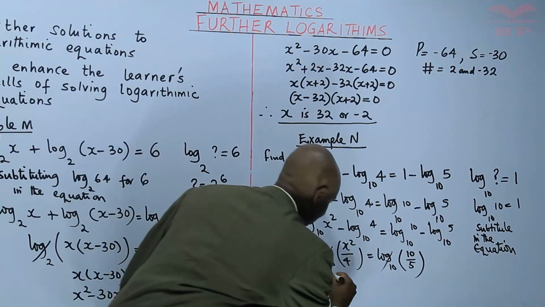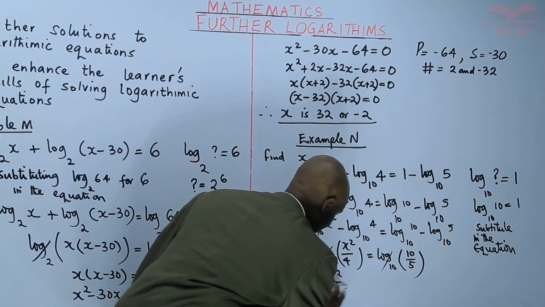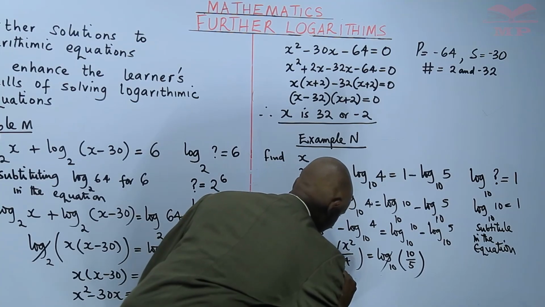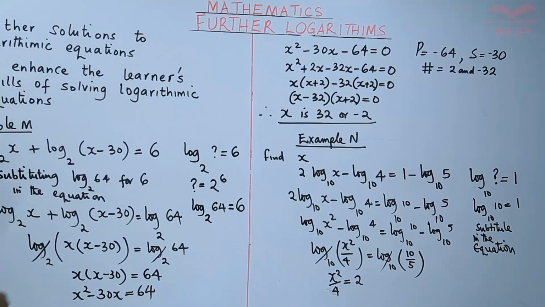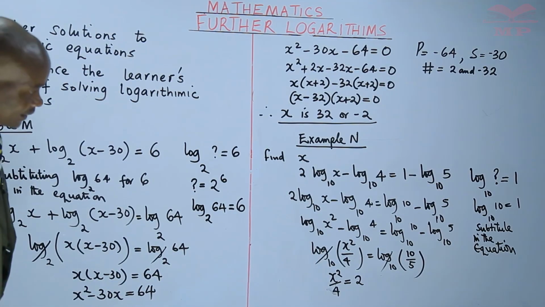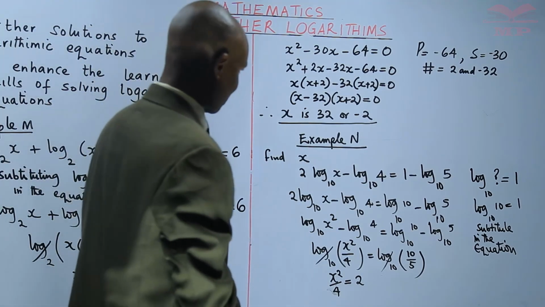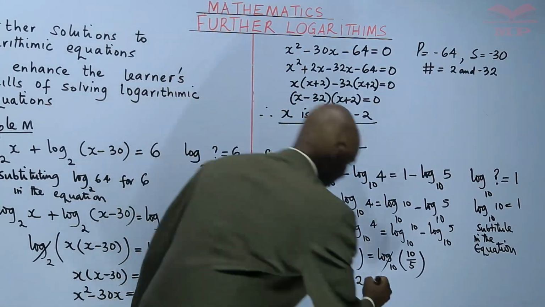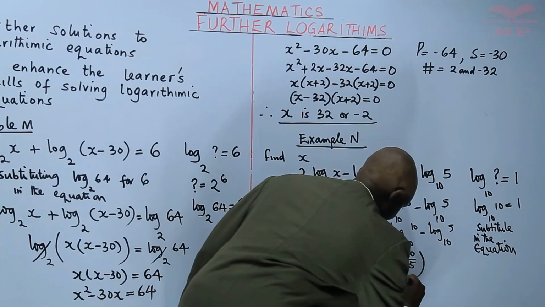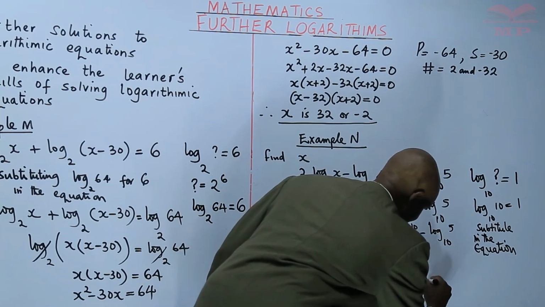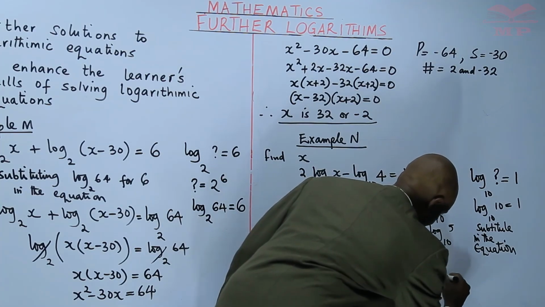So this works to x squared over 4, which gives us 10 over 5, which is 2. So x squared over 4 gives us that. So I find my x squared is equal to 8. So x is equal to the positive or the negative square root of 8.